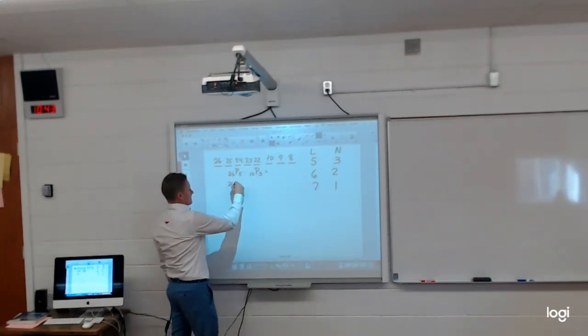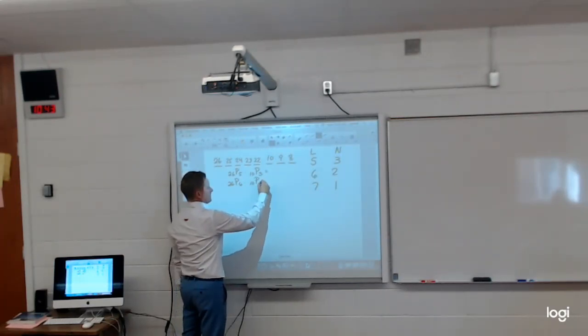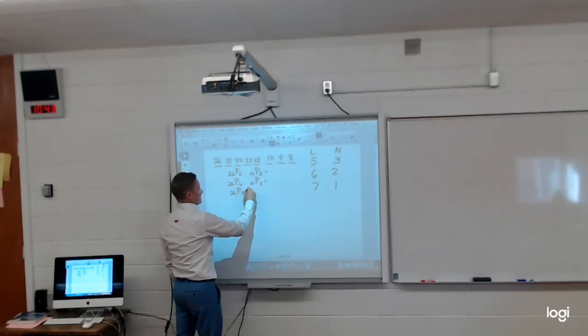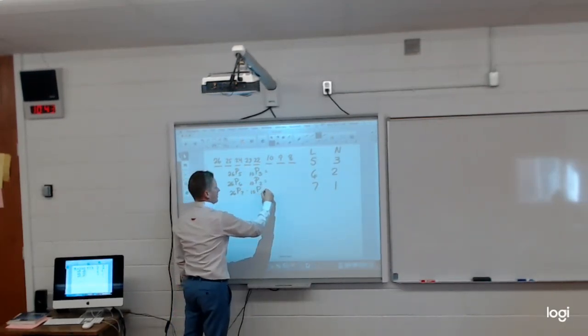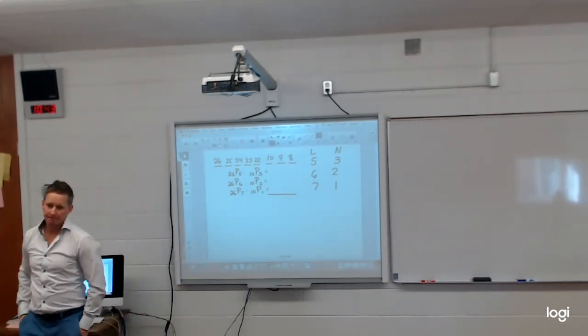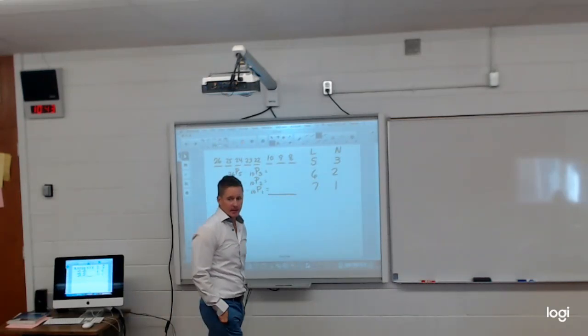26P6, 10P2. Then what's 26P7, 10P1, and then add them together. Go ahead. What's the big difference between C and P? Order is important in P, permutations.